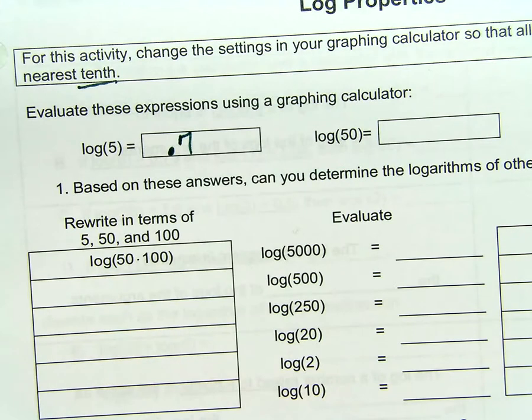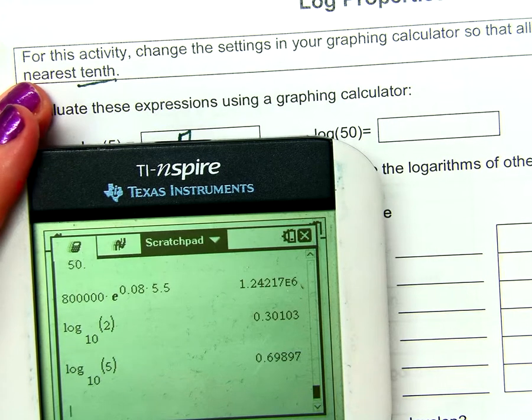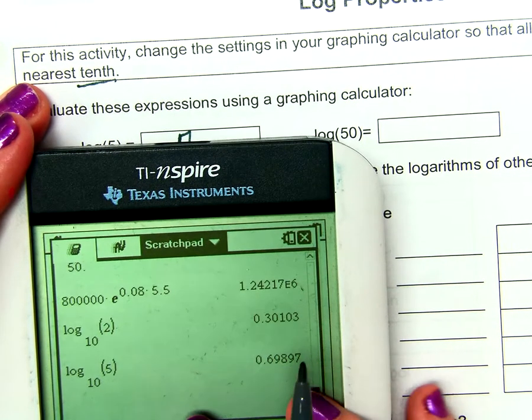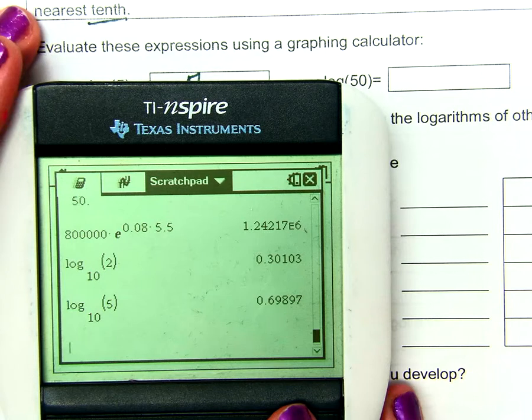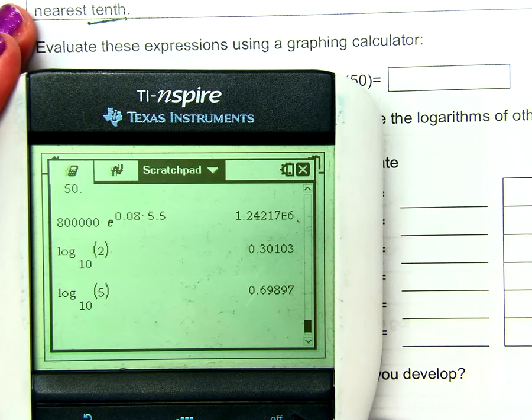Yes, ma'am. Uh-huh. I tried to leave out the base and it wouldn't work. I don't know what to tell you, because I just did it. You automatically typed in the 10? Because see, I just didn't, and it didn't matter. So maybe your calculator was having a bad weekend.